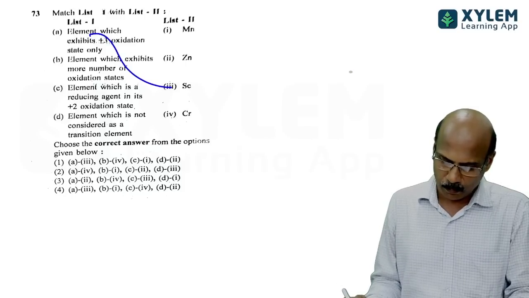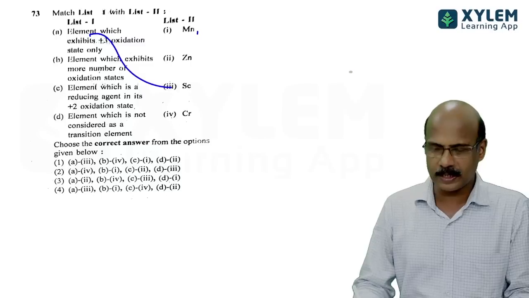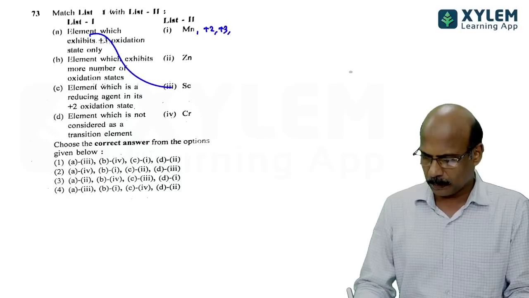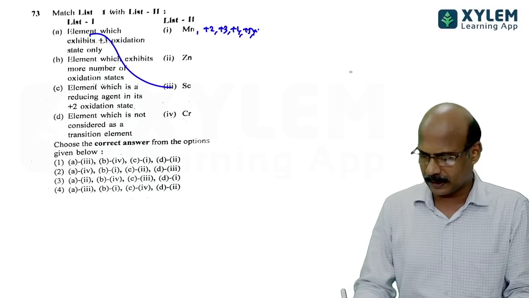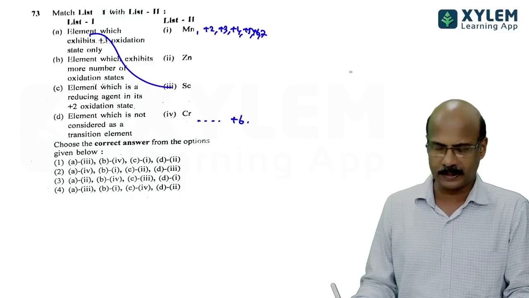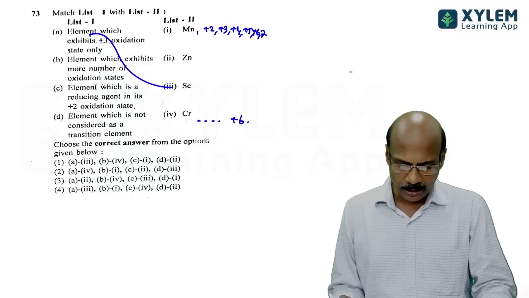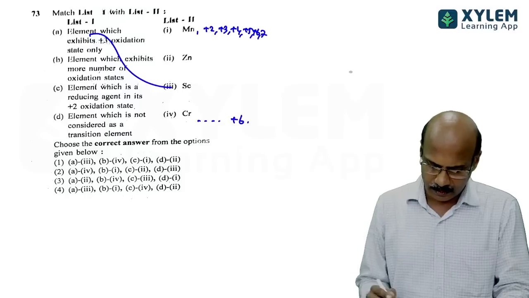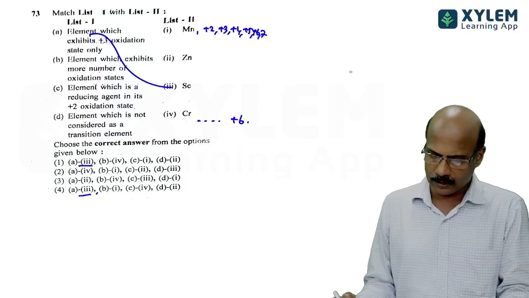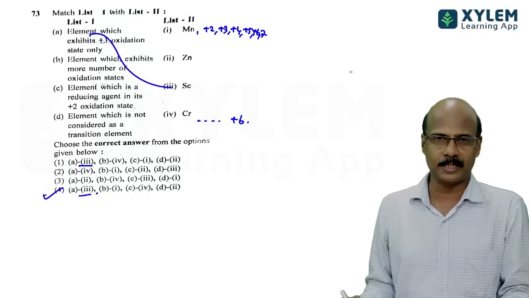Element which exhibits more number of oxidation states. You know the highest number of oxidation states in the first transition series goes to manganese. It can show +2, +3, +4, +5, +6, +7. Whereas for chromium it is restricted up to +6. And zinc, you know, shows only +2 oxidation state. So A3 is given in 2 places. And B, element which exhibits more number of oxidation states, goes to manganese, B1. So clearly the correct answer is 4.